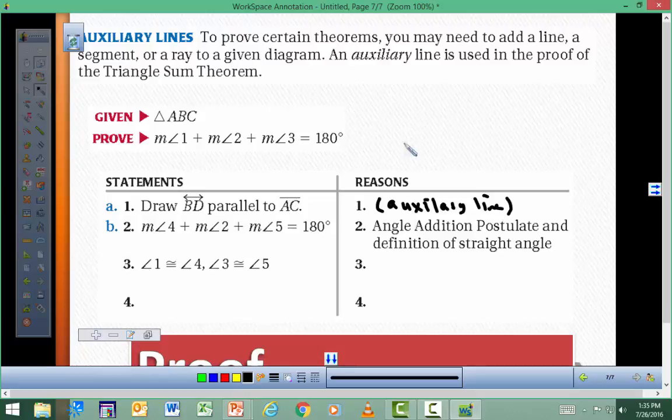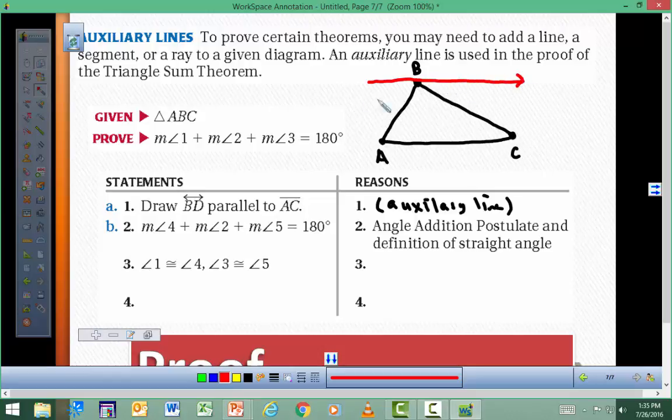So what it means is that you start off with a triangle like this. Okay. So A is here, C is here, and B is up here. Okay, so there's this point B. Now it says draw BD parallel to AC. So we have a parallel line.